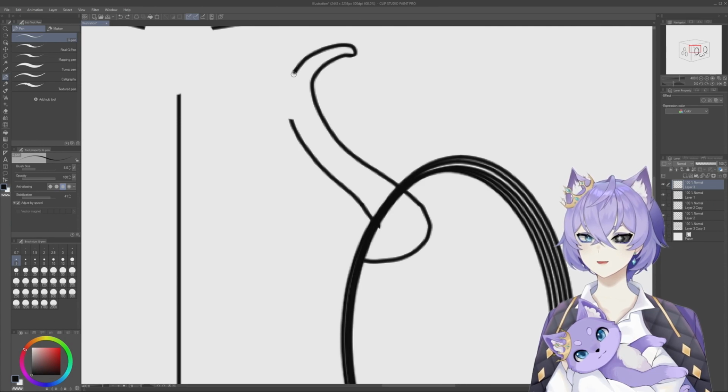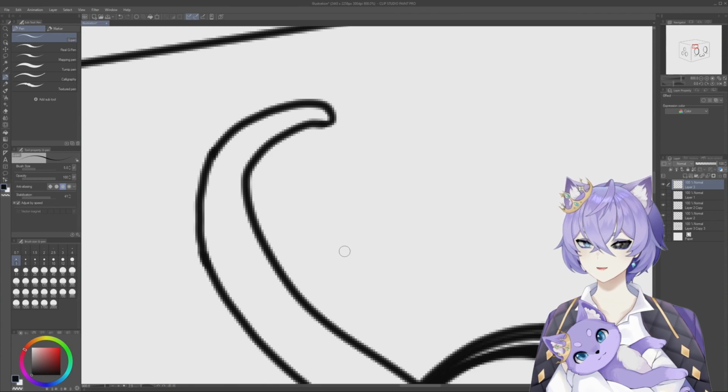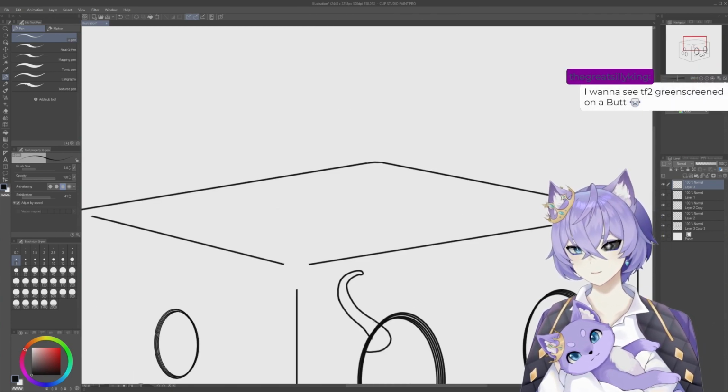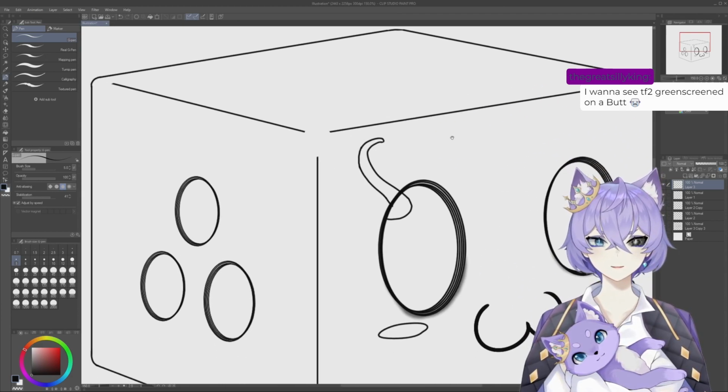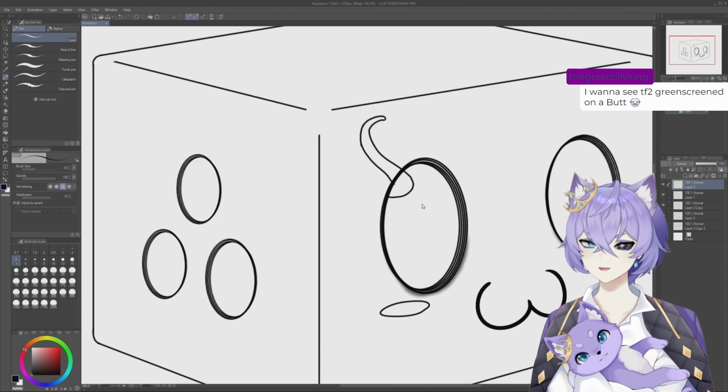It's pretty meh. I mean, yes, the concept itself is very simplistic and is very definitely pandering to people who want to sexualize streamers. But I can at least applaud the idea because I think it's funny and amusing. I want to see TF2 green screen on a butt. Yep, well, not anymore. That can't happen anymore.